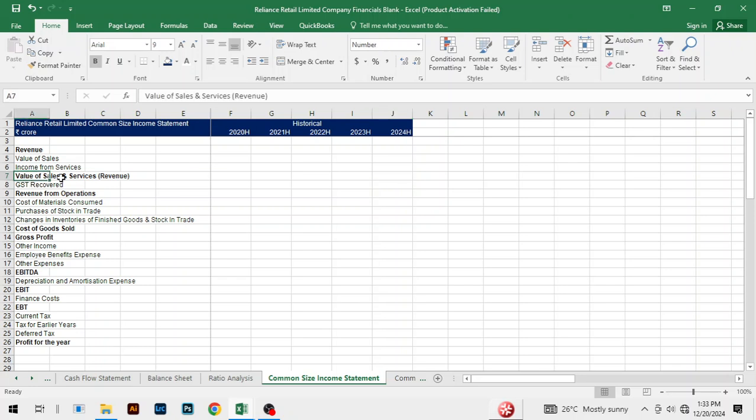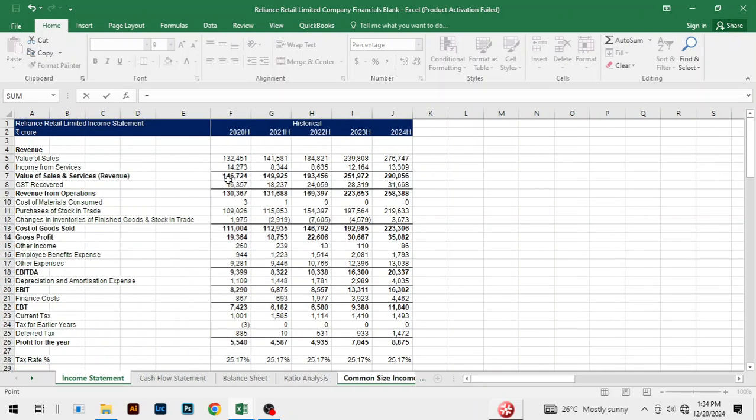Why? Because this is revenue before we have removed all these items. So we want to see the trends of each and every cost on the income statement as a percentage. To do that, we have to go back to the income statement here, and here we are going to pick this figure for the value of sales, and then we divide that by the value of sales, which is revenue here.